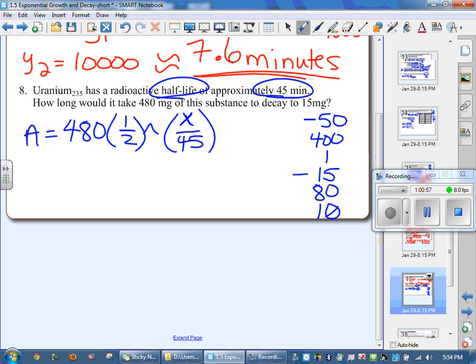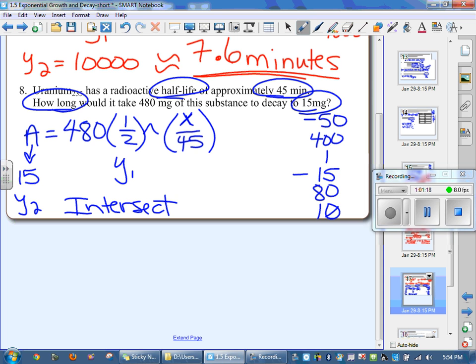You're noticing we're doing a lot of intersects with our graphs. You need to know how to use your graph and your calculator. So you're going to get a value of x. X is going to be 225. That means 225 minutes. Now, if you want to change that to hours, you would take 225 minutes times 1 hour per 60 minutes. That's how we get rid of the minutes.